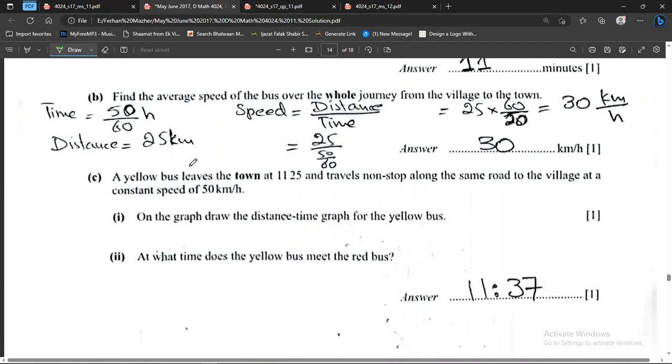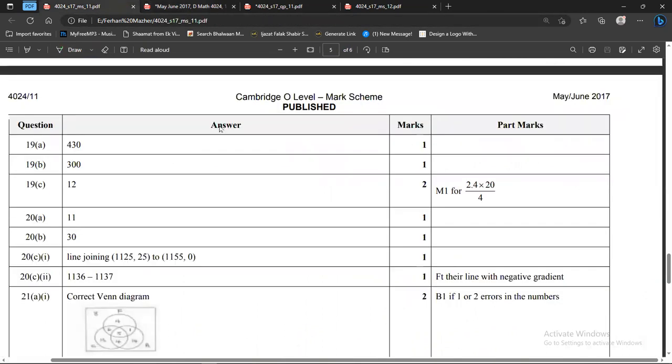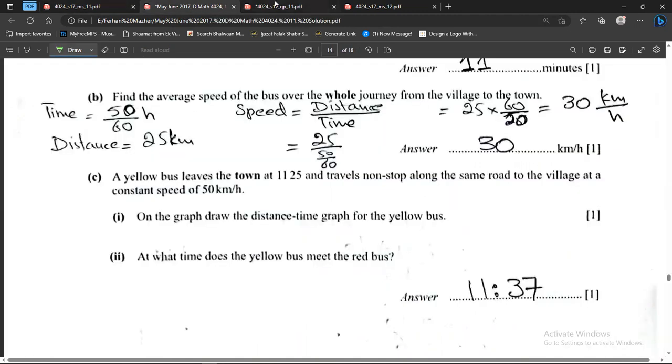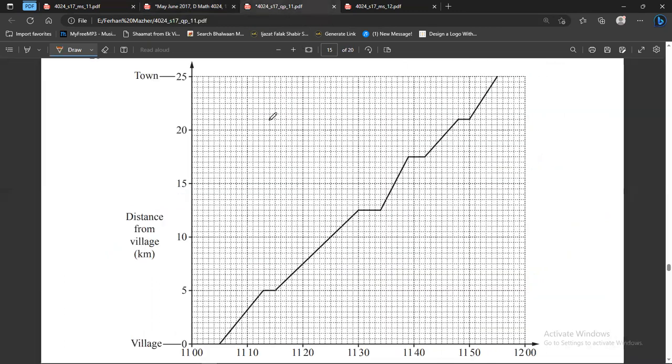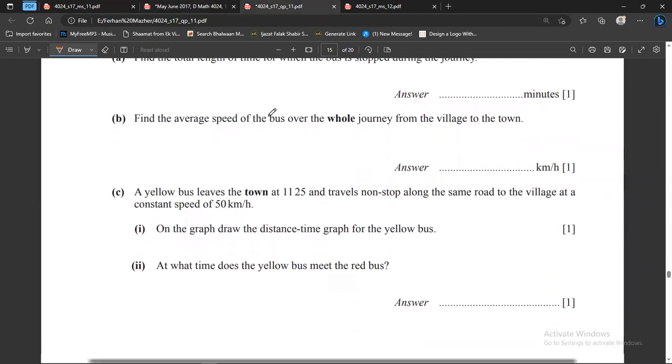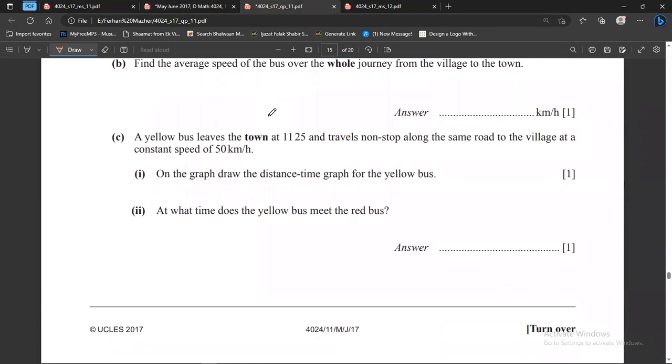So the distance is 25 kilometers. The average speed is distance divided by time. So 25 kilometers divided by 50 by 60. So it will become 25 into 60 divided by 50. So that will be 30 kilometers per hour. And that answer is right, sir. This is how you will find the average speed. Very simple, straightforward question. Then we have the C part.